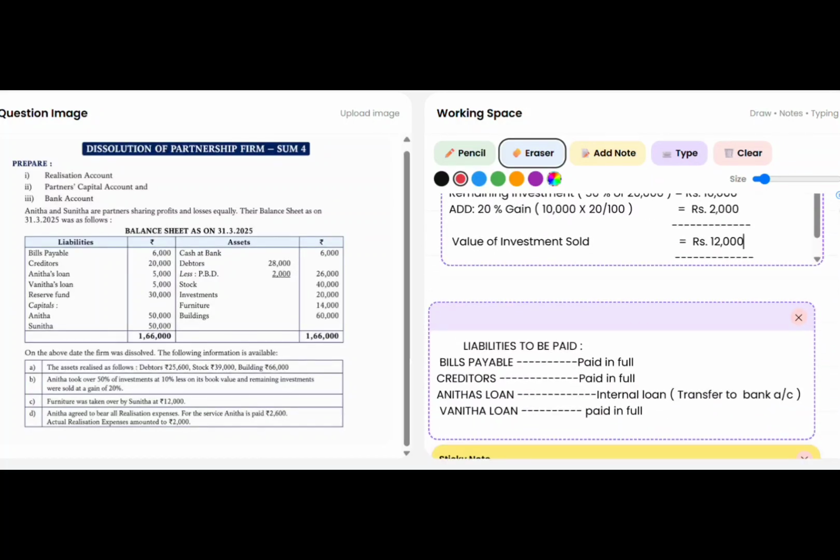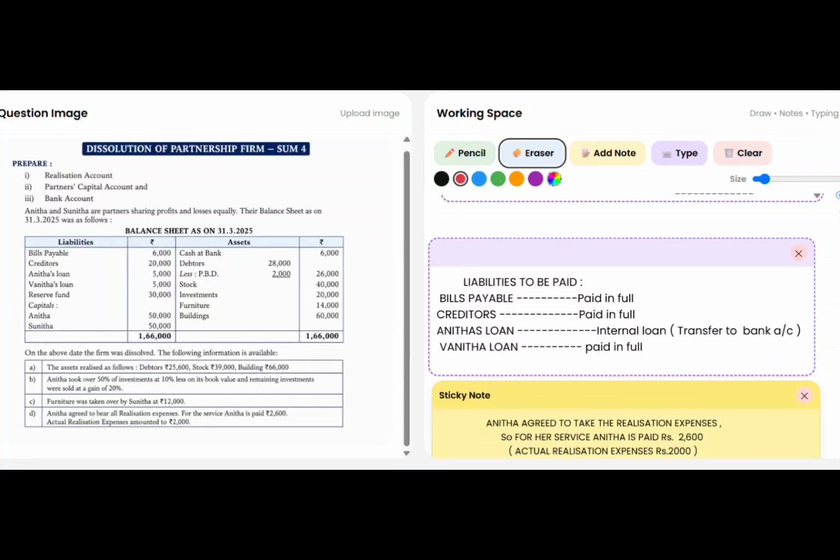Now next let's see a note on the liabilities. The liabilities are being paid. How it is paid? So in the adjustment, if you see, they have not mentioned about the liabilities, how it has to be paid. So we will always assume that all the liabilities are paid in full. So what are the liabilities given here in the balance sheet? We had seen bills payable. So since it's not mentioned, we pay it in full, and creditors is also paid in full.